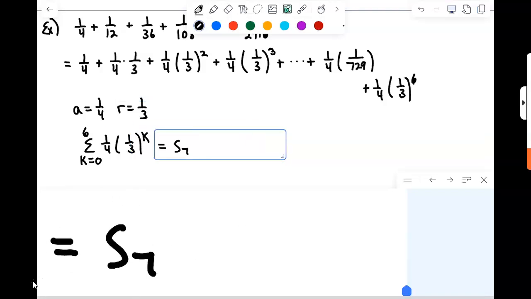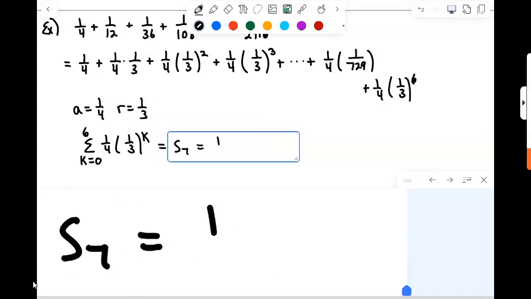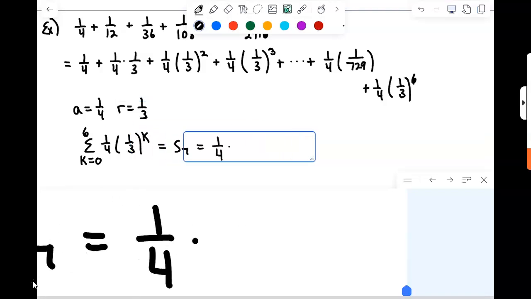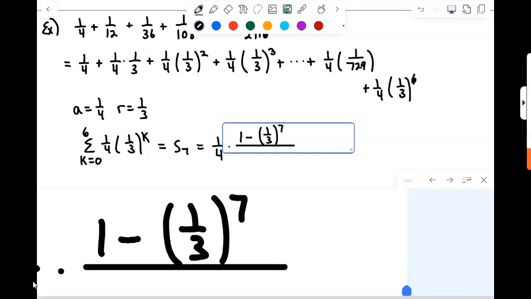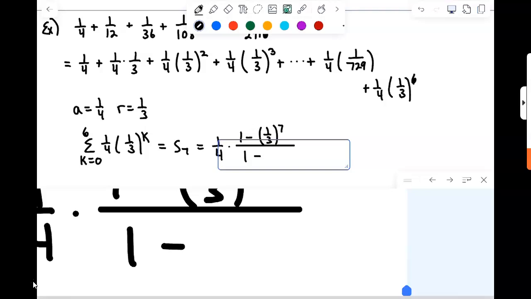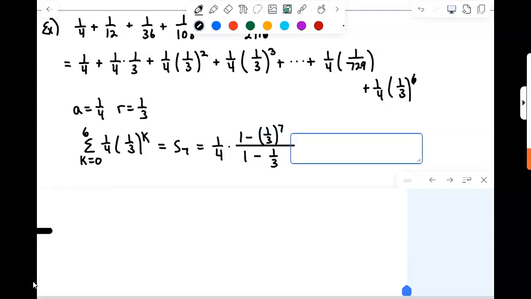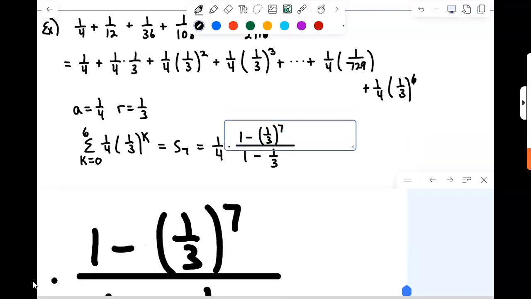And so now we can use our formula. That's A times 1 minus r to the n. So 1 minus 1/3 to the 7th over 1 minus 1/3. Okay. Now this is small enough that I can actually get away with doing it on a calculator and having it convert back to fractions. Of course, we could do this in our head as well, right?